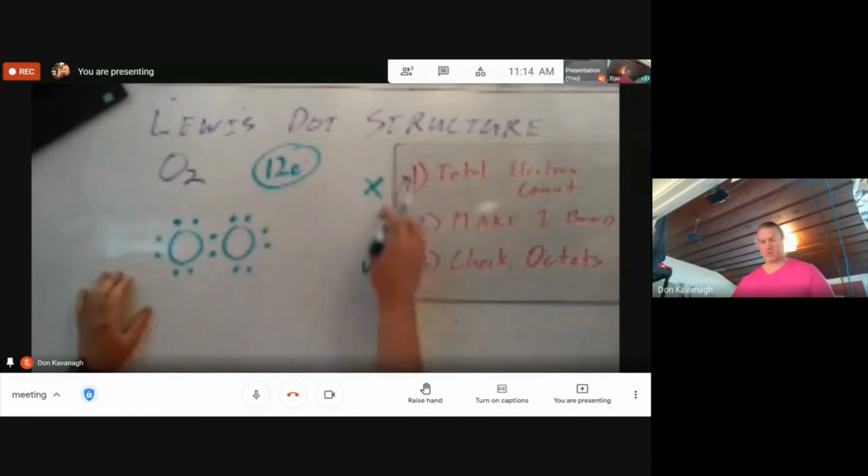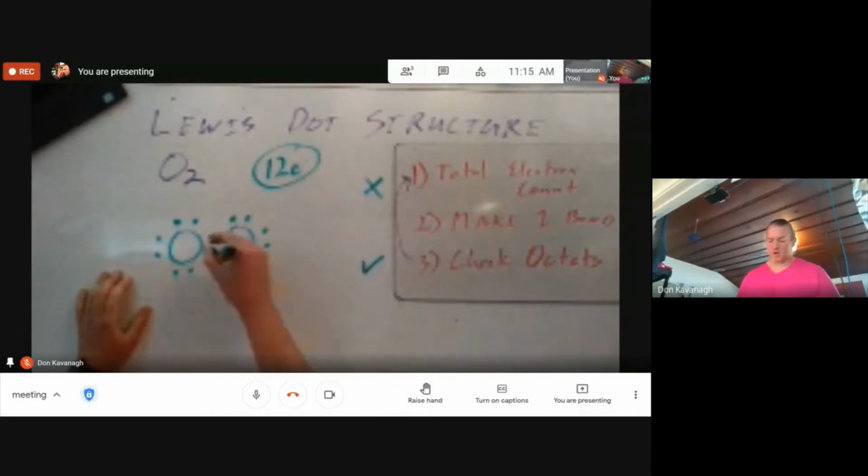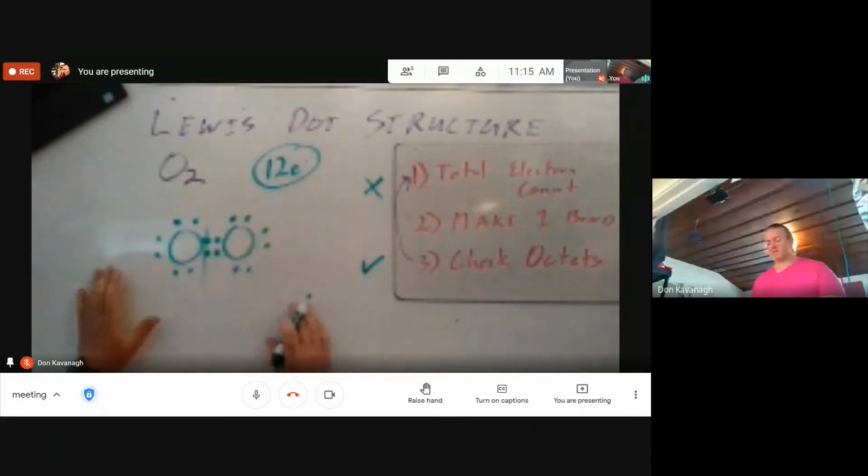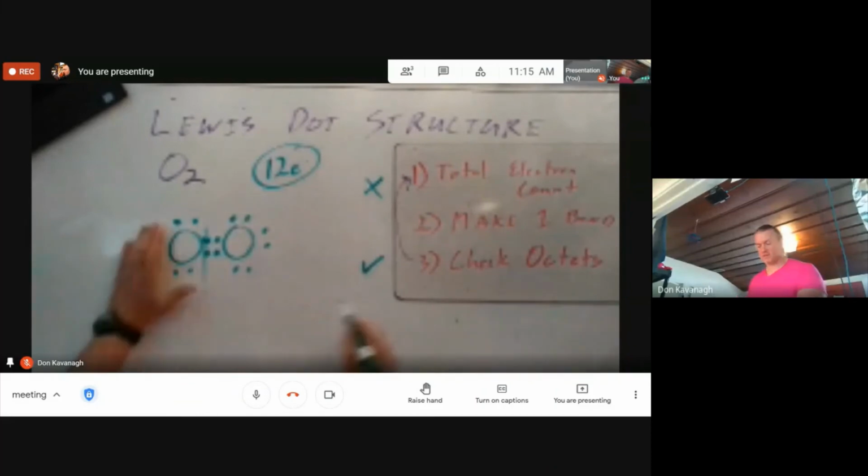So we're going to loop through our steps. So we are going to make 1 more bond in between the oxygen atoms. We are not going to erase yet. We are just going to follow the steps and make 1 more bond. I'm just going to tidy this up here. Okay. Now I'm going to check octets and erase as necessary.